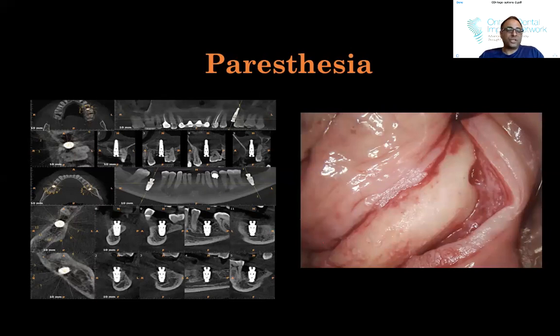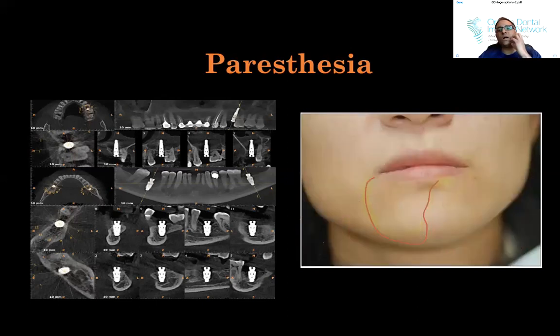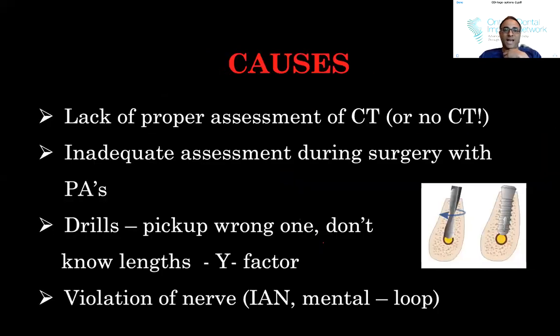This is paresthesia from manipulation of a nerve. So this is me reflecting the mental nerves. You have to know how to expose it, how to take care of it, even when you're reflecting, not to put pressure on it, right? So paresthesia ultimately leads to loss of sensation. That's what it's described as, and we need to be very cognizant of it and ensure that it doesn't happen.